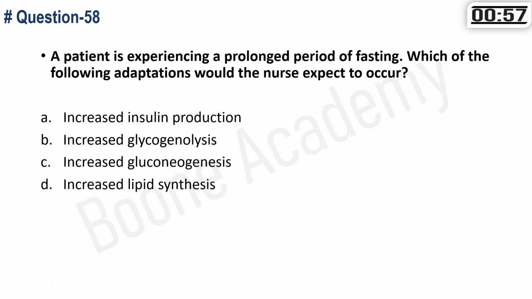Question 58. A patient is experiencing a prolonged period of fasting. Which of the following adaptations would the nurse expect to occur? A. Increased insulin production. B. Increased glycogenolysis. C. Increased gluconeogenesis. D. Increased lipid synthesis. You have 1 minute to answer your question.